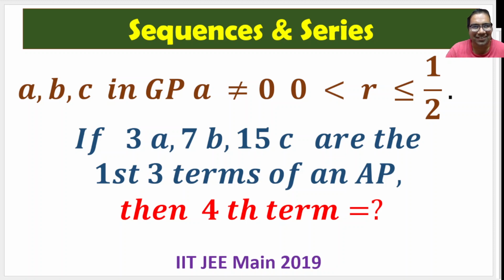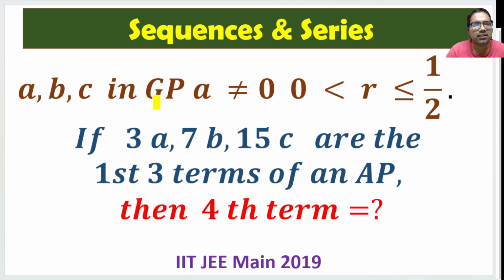Hi friends, in this problem we have three terms A, B, C. They are in geometric progression and A is not equal to 0 obviously, right? And the common ratio is lying between 0 and half, right? R can be equal to half obviously, but it cannot be equal to 0.